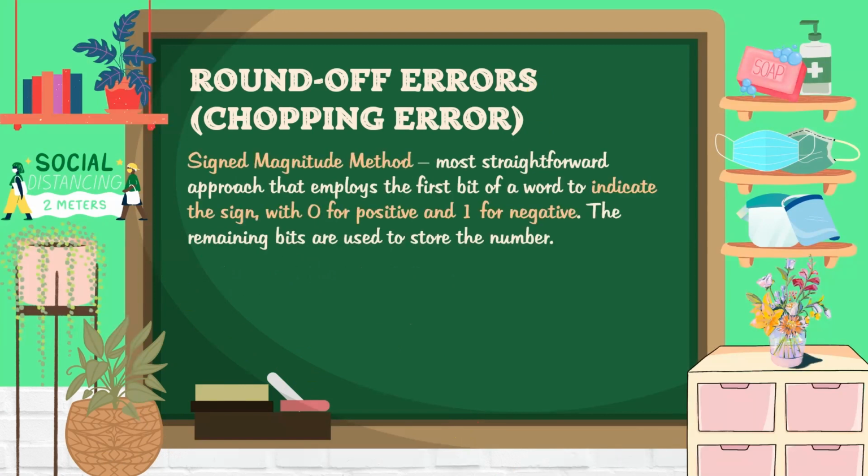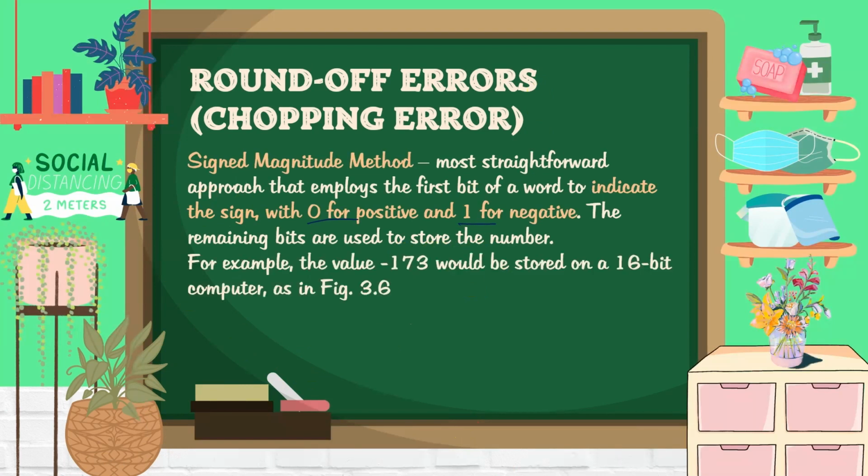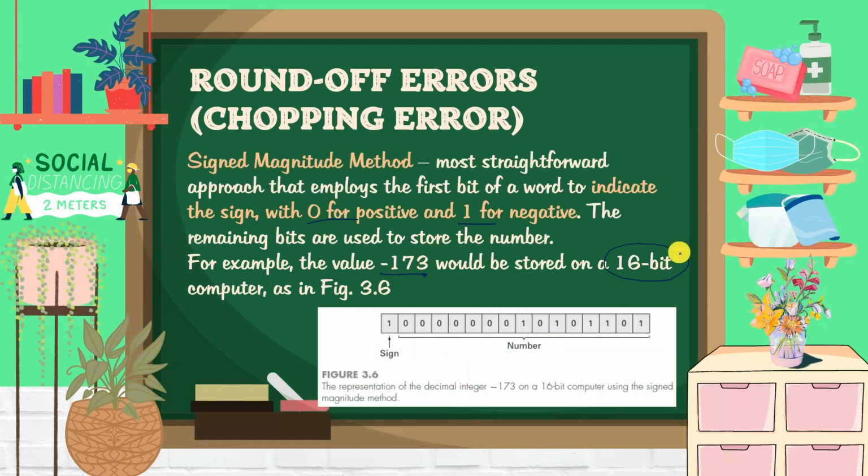So, signed magnitude method is the most straightforward approach that employs the first bit of a word to indicate the sign, with 0 for positive and 1 for negative. The remaining bits are used to store the number. For example, the value negative 173 would be stored in a 16-bit computer system as shown in figure 3.6.